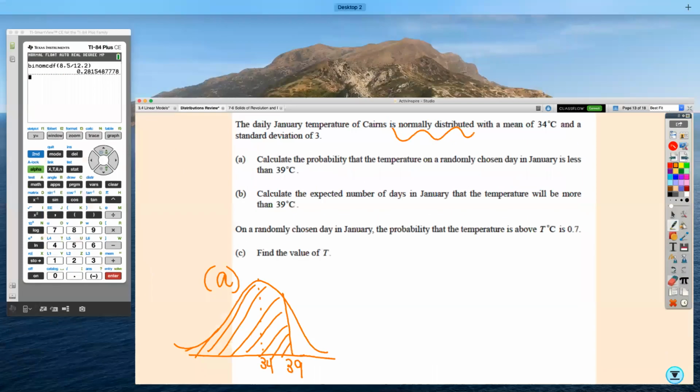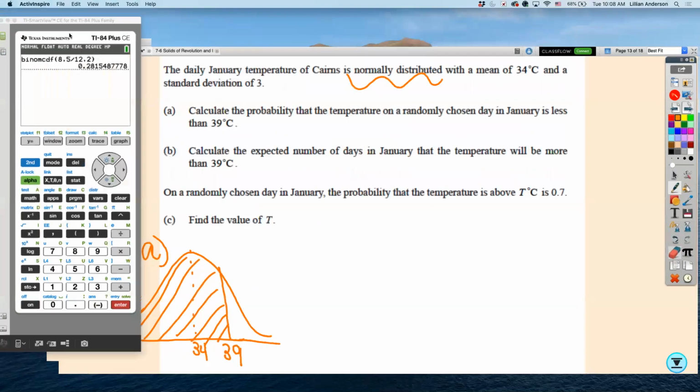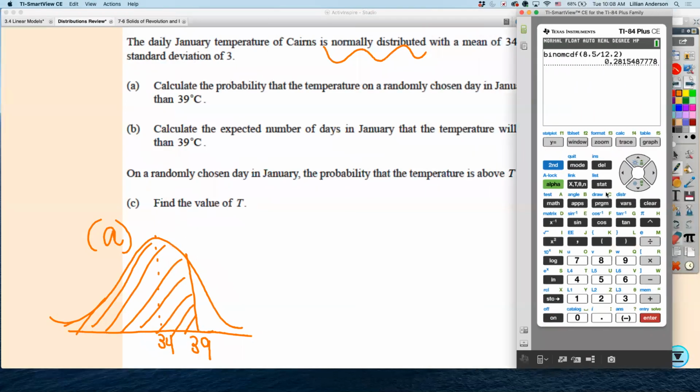So I go into my calculator. I go to second bars for all my distributions. And I go to which one? Is it normal CDF? Because I'm looking for a probability. My lower bound is what? -9. Exactly. It's a really, really small number. It's the value that's all the way to the left of that normal distribution curve.